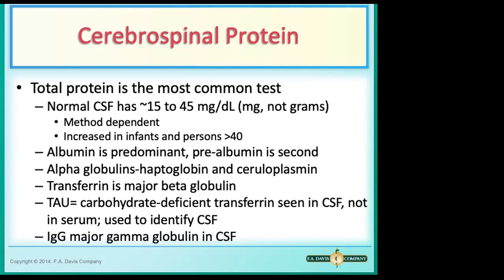Okay, so the chemical test that is mostly performed on the CSF is the protein determination. Normal CSF has a very small amount of protein. The reference values for total CSF protein usually are listed as 15 to 45 milligrams per deciliter, but they are somewhat method dependent. So they can vary a little bit because of the methodology that you're using. And also higher values of proteins are found in infants and also in people that are over the age of 40.